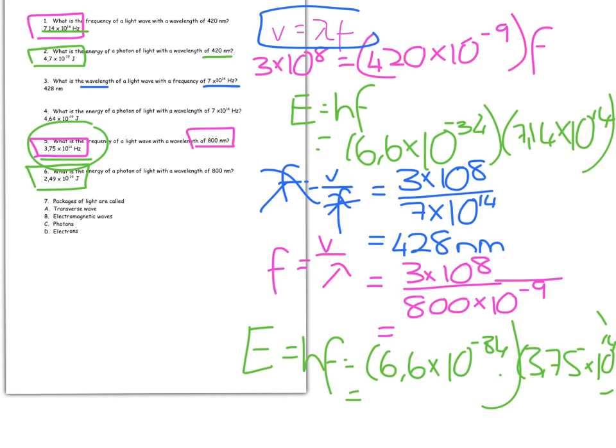Packages of light are called photons of light. So they are the little parcels of energy in light that travel in a wave-like pattern in the dual nature of light.